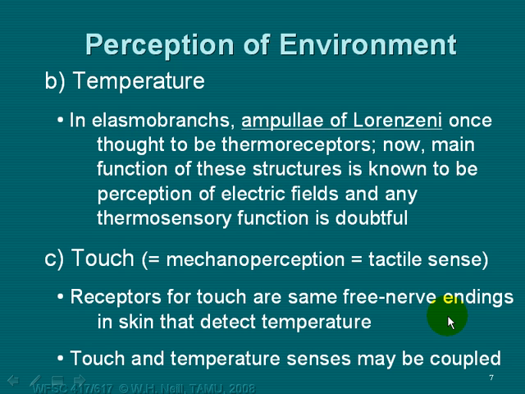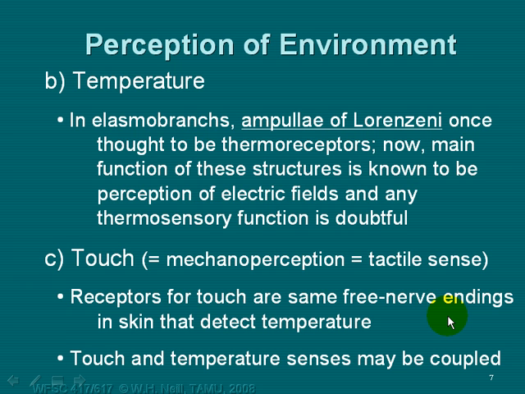Touch in fish, as in you and me, is a matter of perception of stimuli at the skin surface mostly, of the tactile sense. And the receptors that are responsible for your sense of touch seem to be the same free nerve endings that are responsible for temperature, superficial temperature detection. And so it looks like the senses of temperature and touch may be coupled in fish.